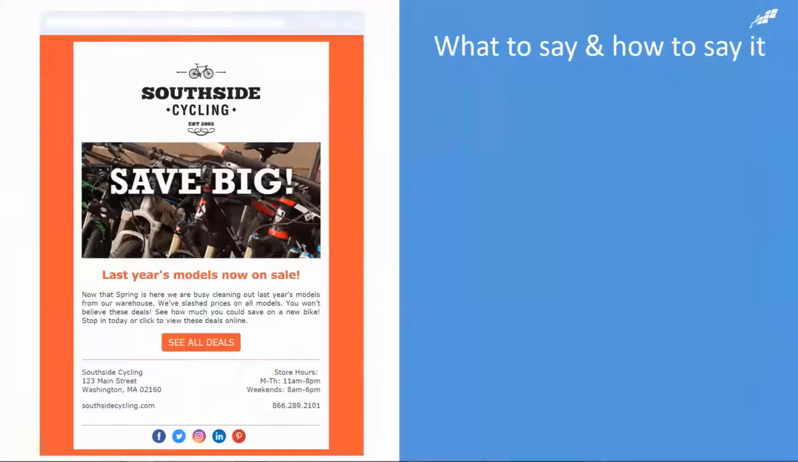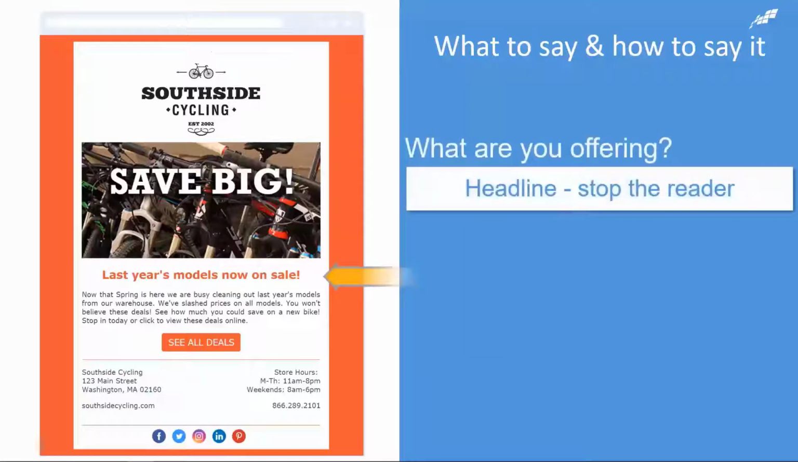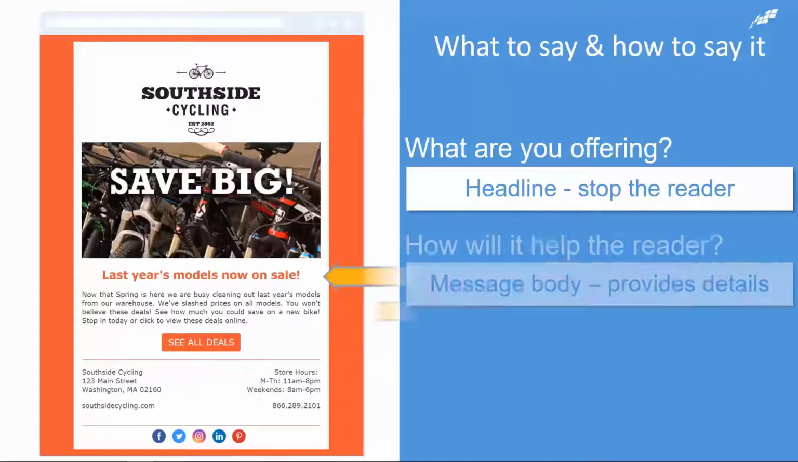One of the things that seems to trip people up is knowing what to say and how to say it. So let me talk about how to structure your email to encourage people to take action. And if you can answer these 3 questions for the reader, you can write a persuasive email. What are you offering? From a design perspective, this is your headline, and its goal is to stop the reader, pique their interest, and make them want to read more, leading them to your message body.